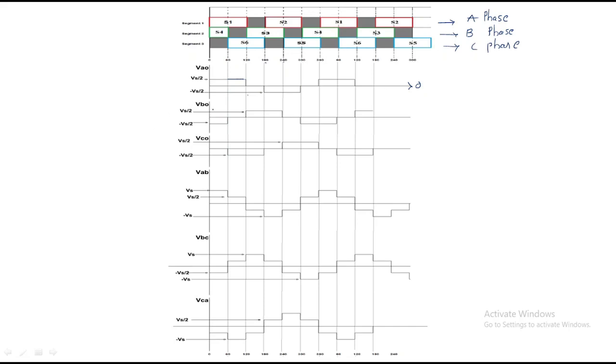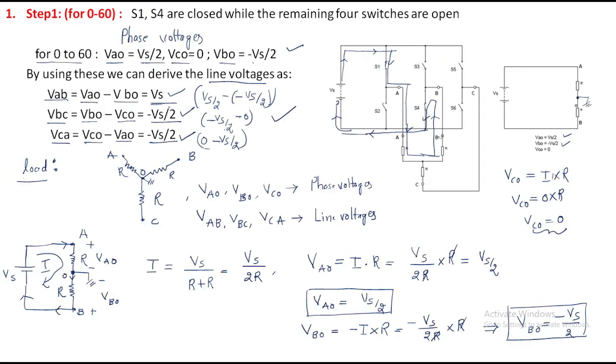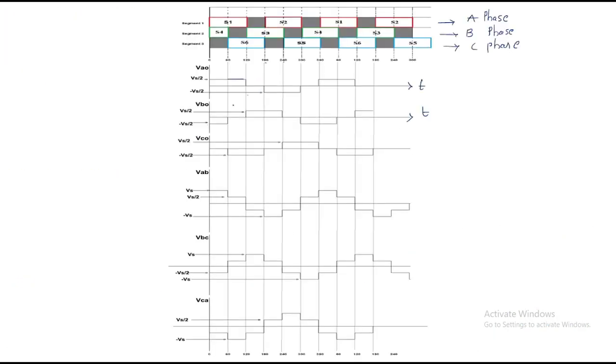For VB naught also, for 0 to 60 degrees, look at the diagram, VB naught value is minus Vs by 2. That's why the wave is downwards. And for 60 to 120 it is 0. And from 180 up to 240, you will have Vs by 2 and 0 like that.